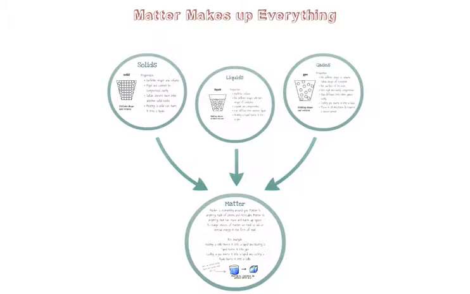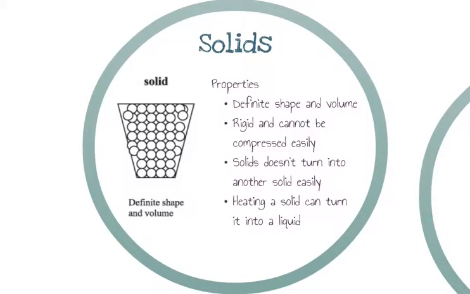Now that we've learned things about atoms and about the periodic table, it's important to learn about matter, because matter makes up everything, and these atoms make up matter. So you're probably wondering, what is matter? Well, matter can be a solid, and the properties of a solid is that they have a definite shape and volume, they're rigid and cannot be easily compressed. So if you think about it and you try and take your desk and shove it into a cup, it's not going to happen because it's solid and very rigid.